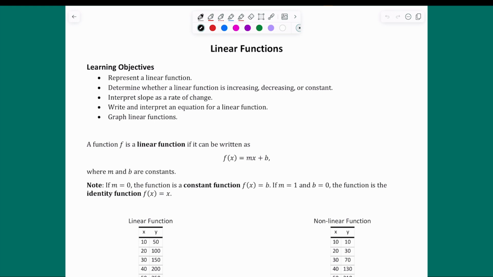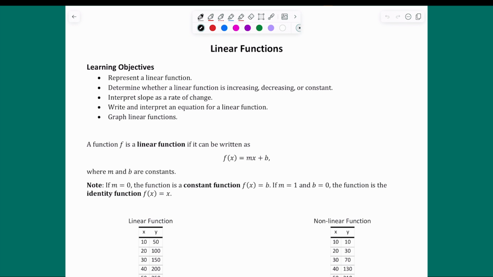Okay, so in this video we're going to talk about linear functions. The learning objectives are to represent a linear function, determine whether a linear function is increasing, decreasing, or constant, interpret a slope as a rate of change, and then write and interpret an equation for a linear function. Graph a linear function.